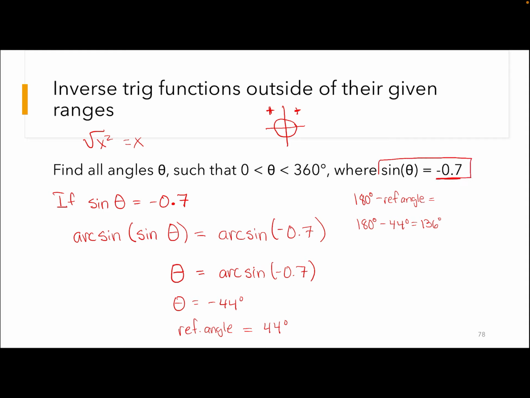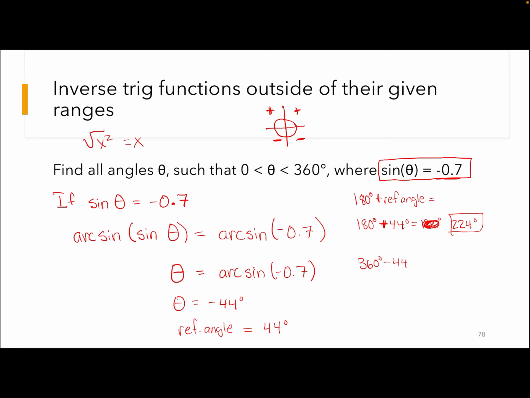Oh, I'm sorry. Sine is negative. I'm doing all of that and sine is negative. So we need these angles to be in quadrant 3 and quadrant 4. My apologies. So in quadrant 3, it's going to be theta plus the reference angle. So 180 plus 44 is 224 degrees.